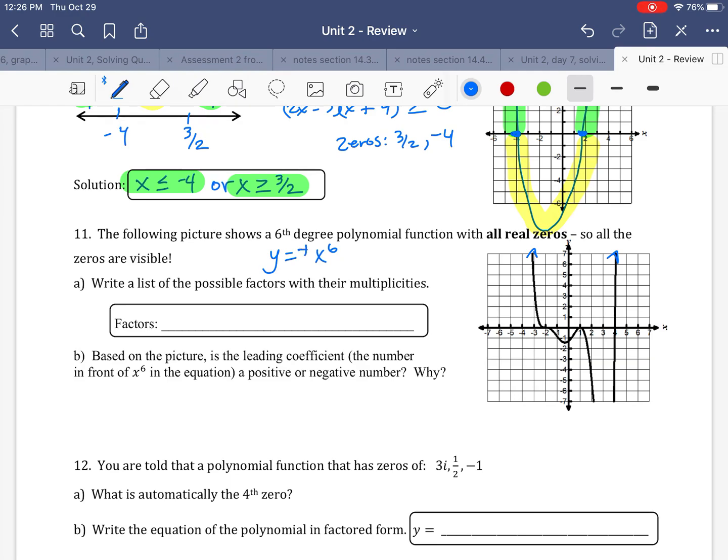All right, so my factors. I see this crossing at -2, at 1, and at 4. So I'm going to have x plus 2 for the -2. I'm going to have x minus 1. I'm going to have x minus 4.